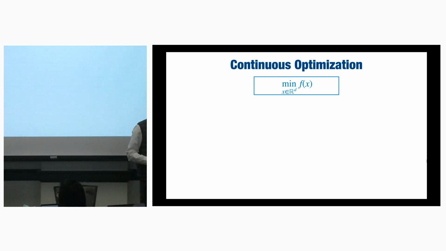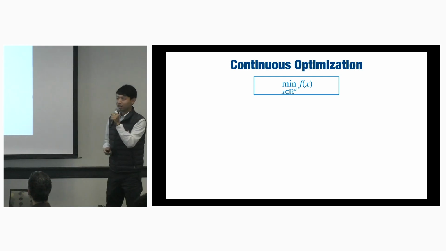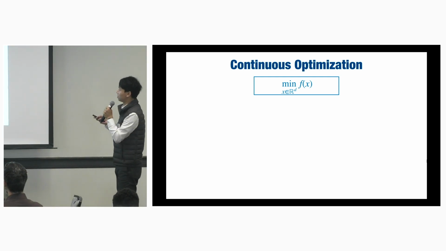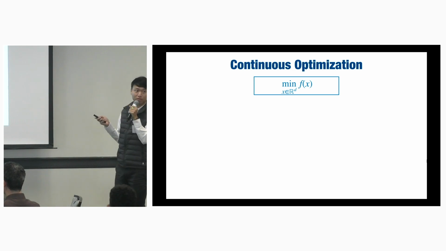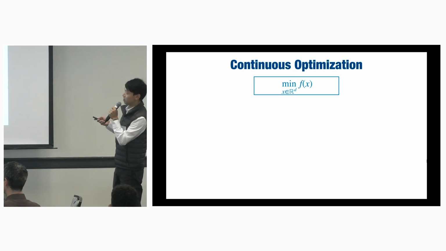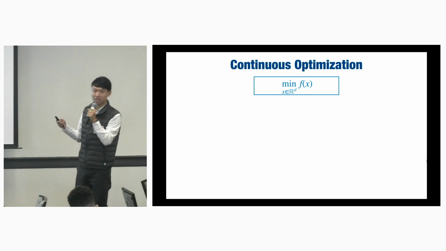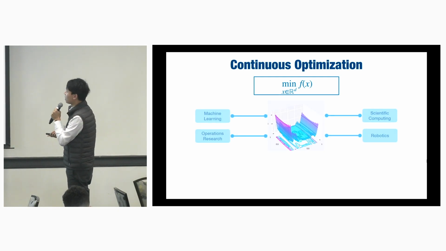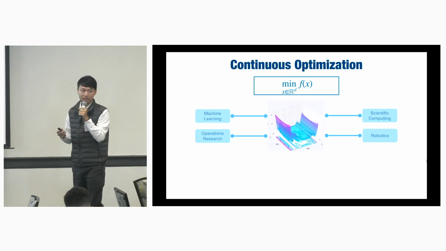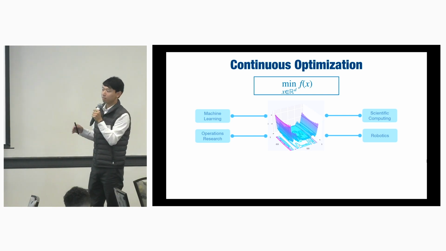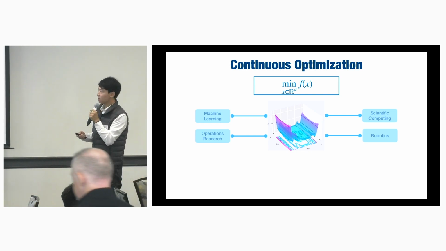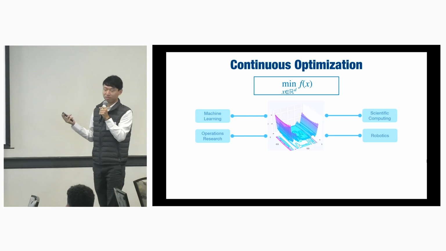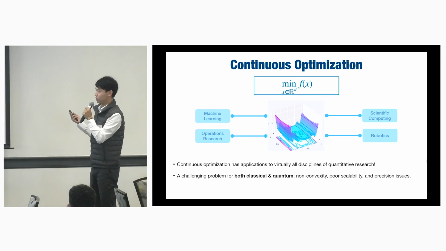Hello. Better. Okay. Great. So the problem that I'm going to focus on today is this continuous optimization problem, which I just take the simplest formulation. We consider a continuous function over the whole Euclidean space, and we want to find the global minimum and the minimizer of this function. This problem has a lot of applications in virtually all computational and quantitative sciences, including machine learning, scientific computing, operations research, robotics, financial engineering, etc.